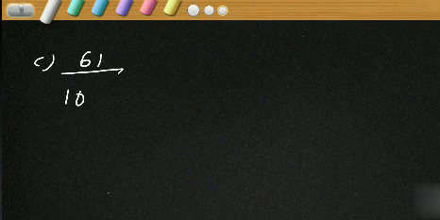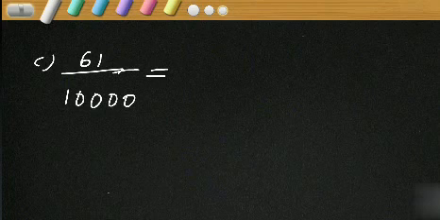Okay, now let's try to do C. The question is 61 by 10,000. So, how many decimal places should be there in the answer? In the denominator there are how many zeros? 4 zeros are there in the denominator. So, in the answer there should be 4 decimal places, isn't it? But only 2 digits are there. So, what to do? 2 digits only are there.